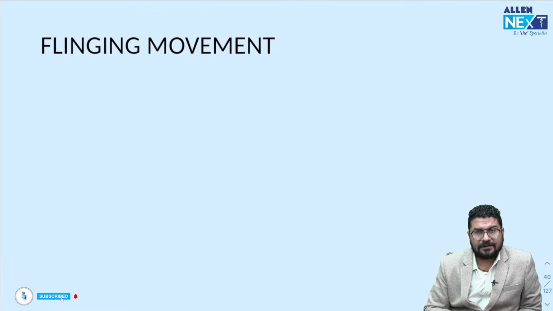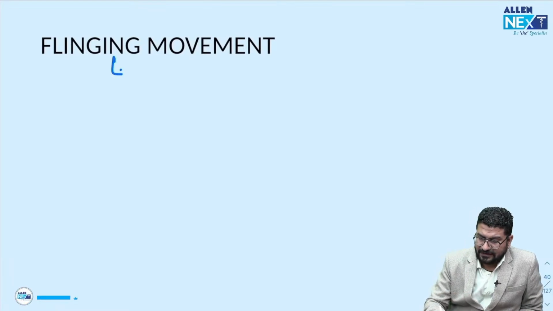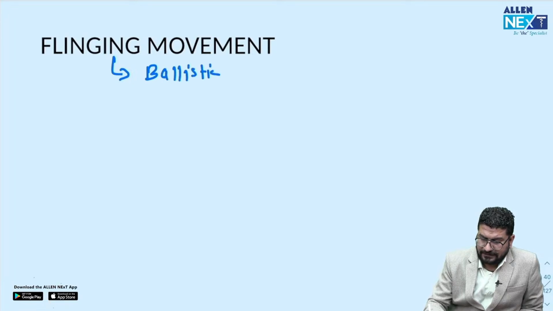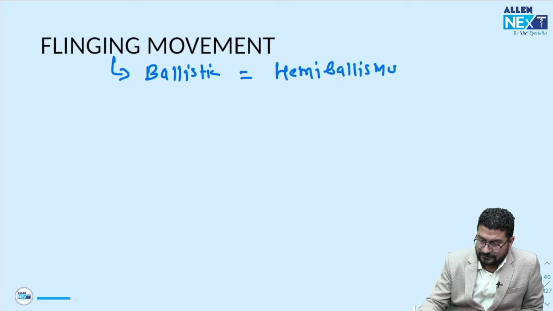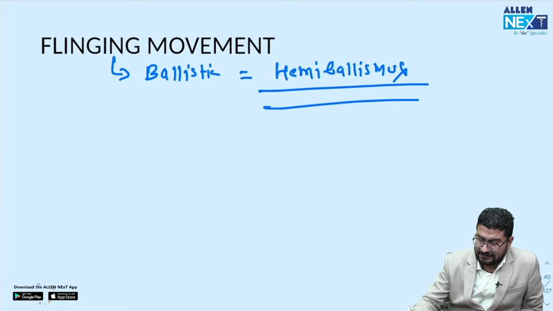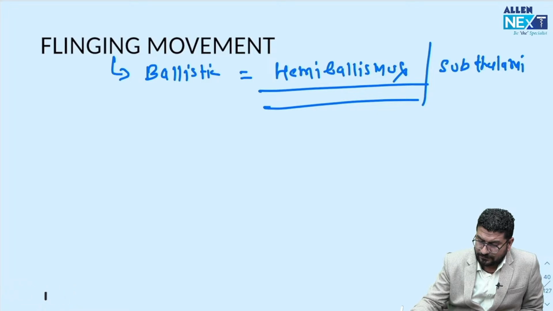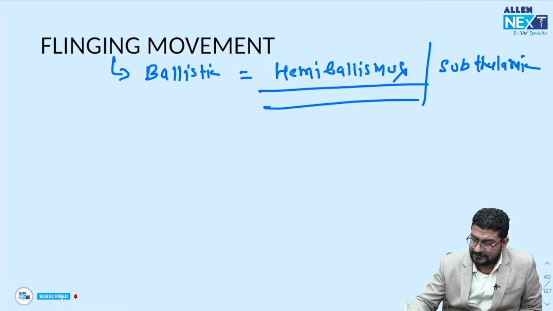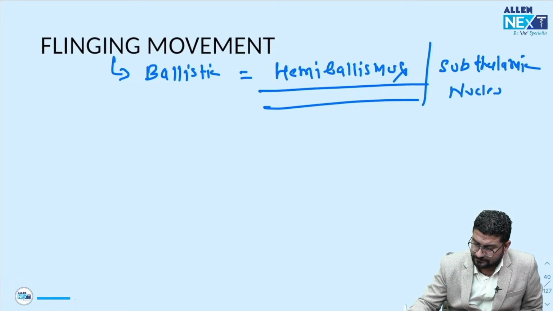Proximal flinging movement, ballistic movement, where we see this flinging movement or ballistic movement, is seen whenever there is a lesion. This is called hemiballismus, and this is seen whenever the lesion is in the subthalamic nucleus. So this movement is called hemiballismus. We see this in the subthalamic nucleus.